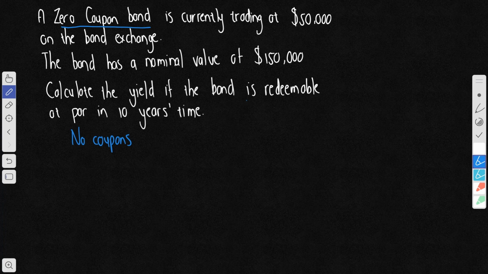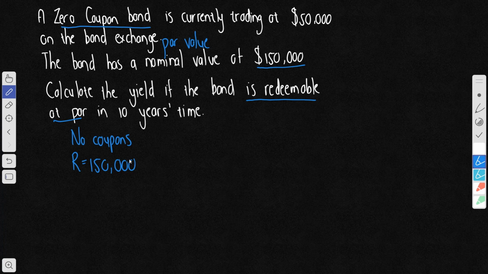The key word here is redeemable at par. If you remember, par value is just another name for nominal value or the face value of the bond, which is $150,000. So because the bond is redeemable at par, we know that the repayment value is $150,000 in this case.